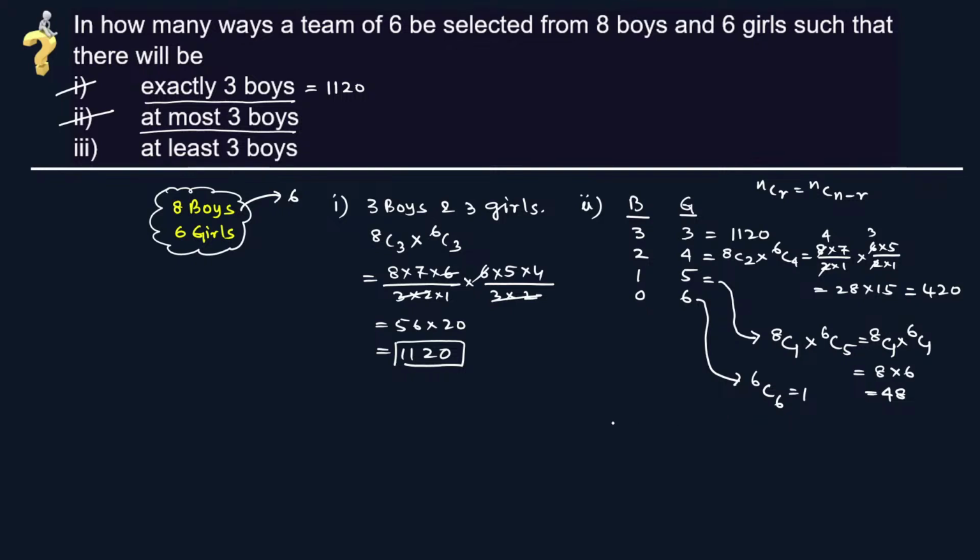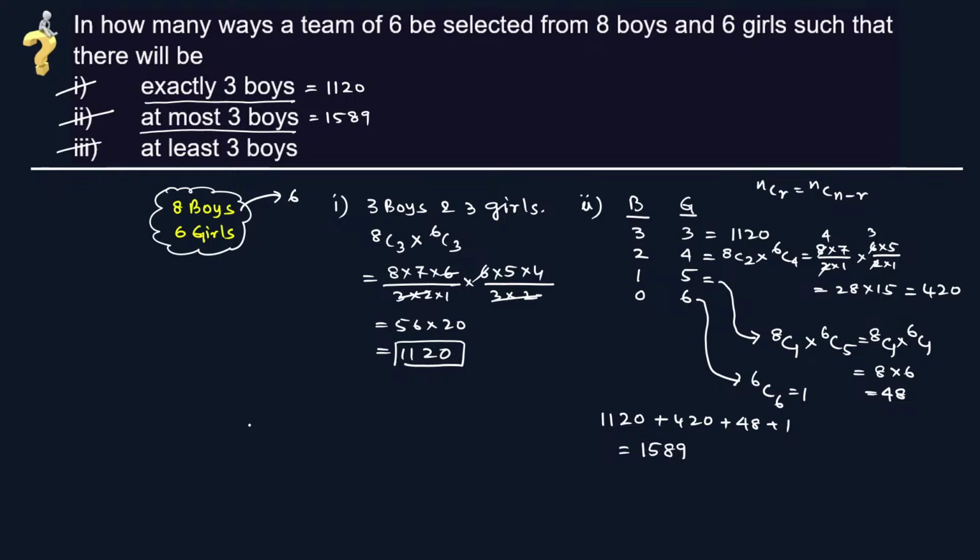Therefore, the total number of ways will be, for the second case, 1120 plus 420 plus 48 plus 1. So that gives us 1589. So that is the answer for the second one. Is it clear? Now, the third question.